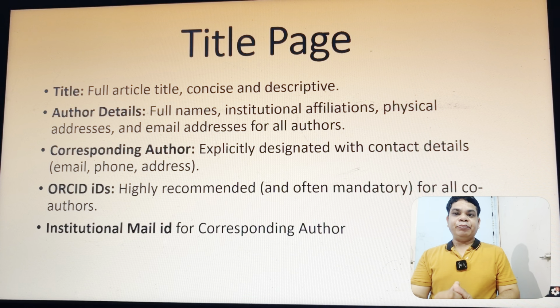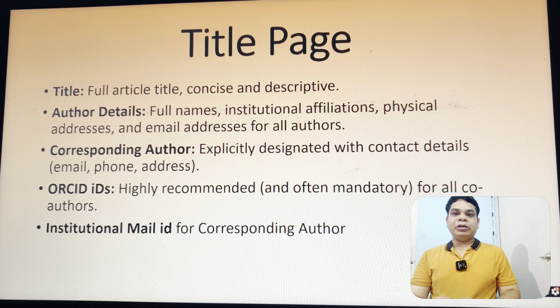Next, ORCID ID, which is most important, similar to an Aadhaar card. So you need to have the ORCID ID of all the authors. If they don't have one, then create an ORCID ID and include it on the submission page. This will definitely help you avoid desk rejection. And institutional ID, which is most important for all the authors, especially the corresponding author.